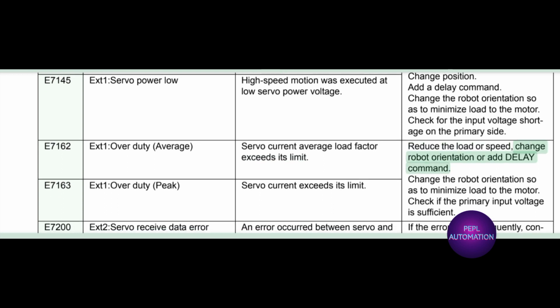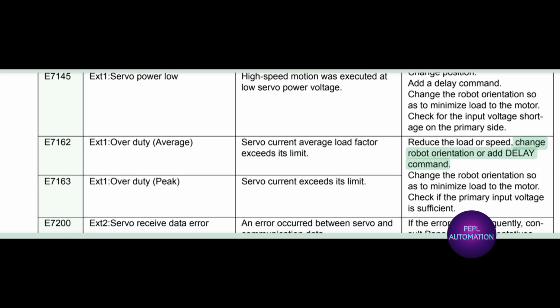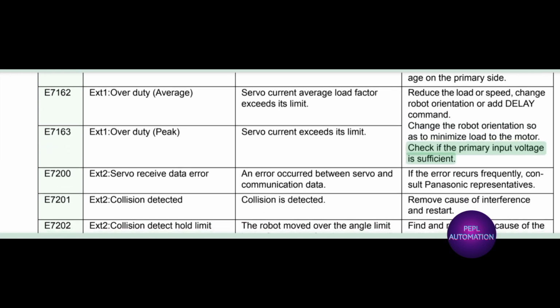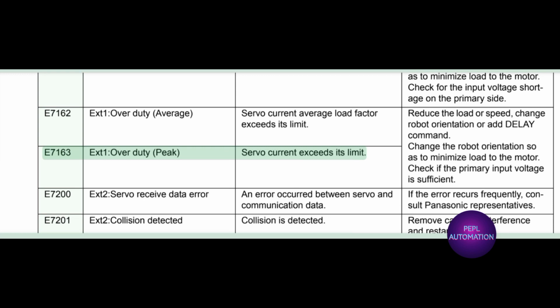Reduce the load or speed, change robot orientation or add delay command. Change the robot orientation so as to minimize load to the motor. Check if the primary input voltage is sufficient. E7163X1, over duty, peak. Servo current exceeds its limit.